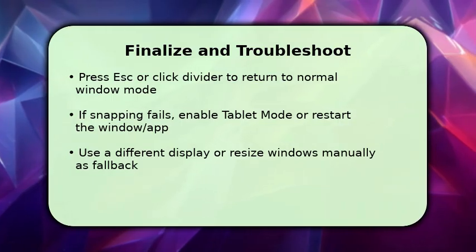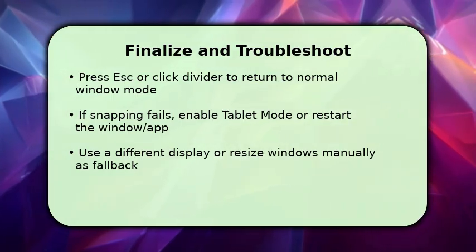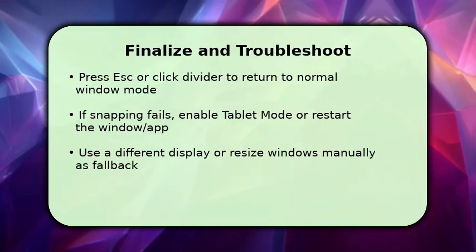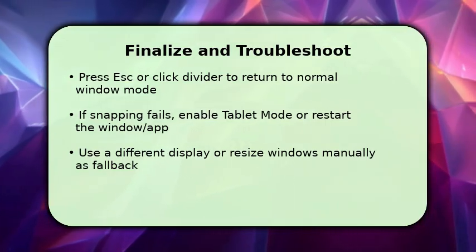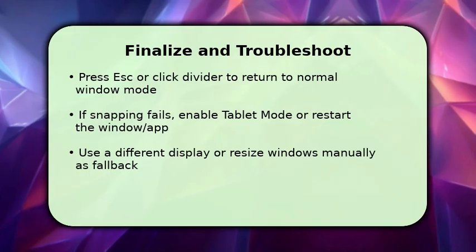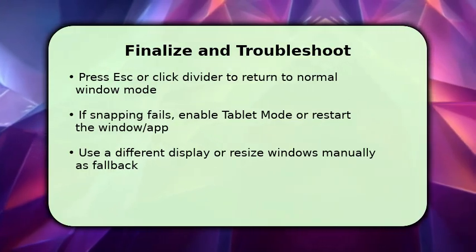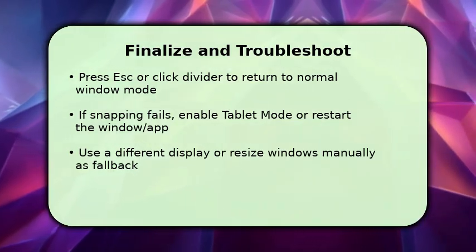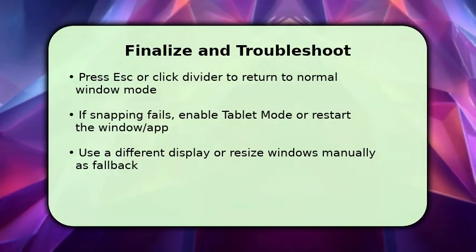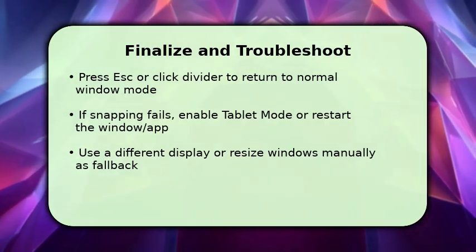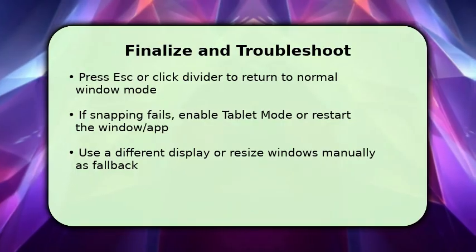Toggling tablet mode on and off or restarting the app often clears issues. Also try converting tabs into separate windows or detach an external display. Manual resizing can be a reliable fallback. Keep this troubleshooting tip in mind. Most split-screen problems stem from app limitations, not Chrome OS itself.